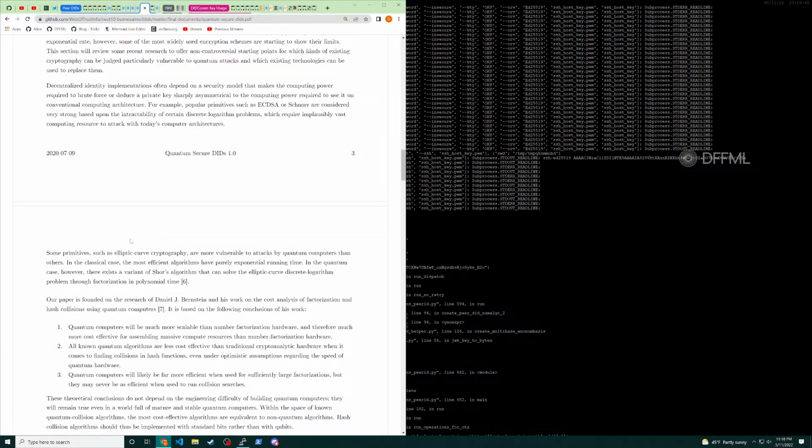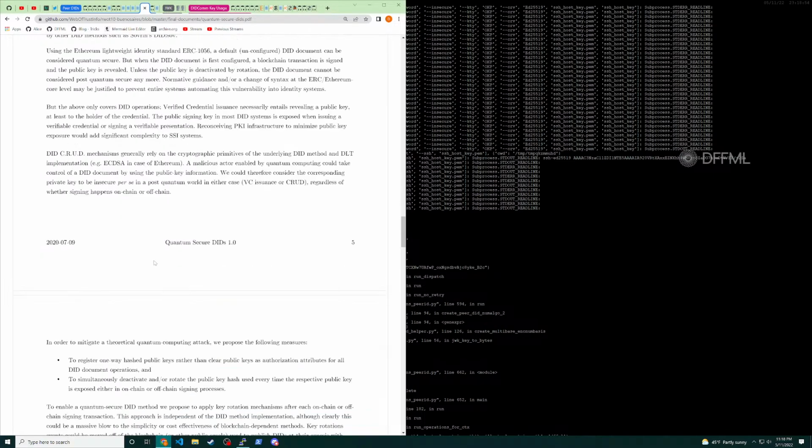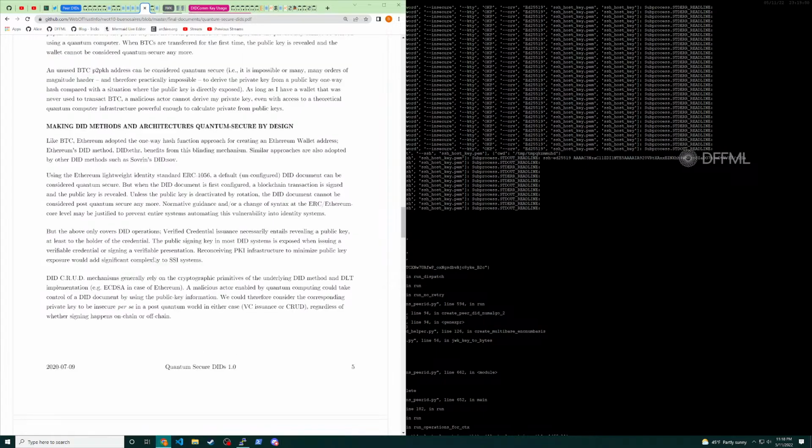Making DID methods quantum secure. DID CRUD mechanisms. Using the Ethereum lightweight identity standard ERC-1056, the default unconfigured DID document can be considered quantum secure, but when the DID document is first configured, a blockchain transaction is signed and the public key is revealed. Unless the public key is deactivated by rotation, the DID document cannot be considered post-quantum secure anymore.